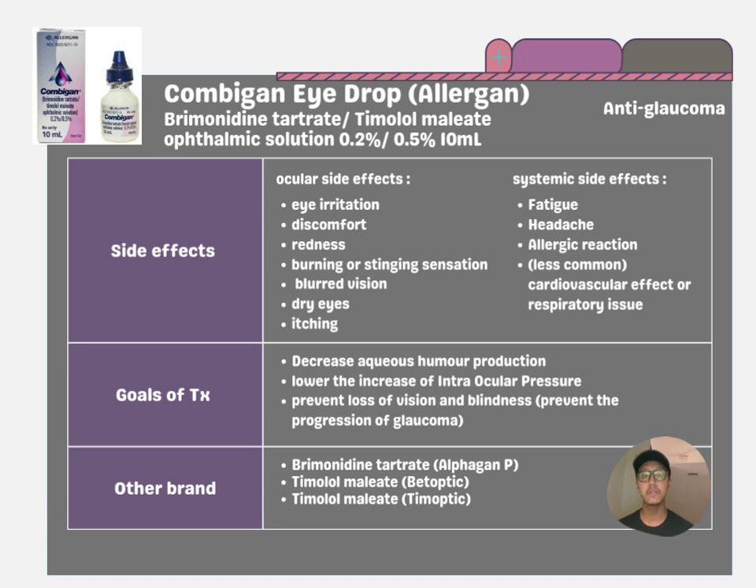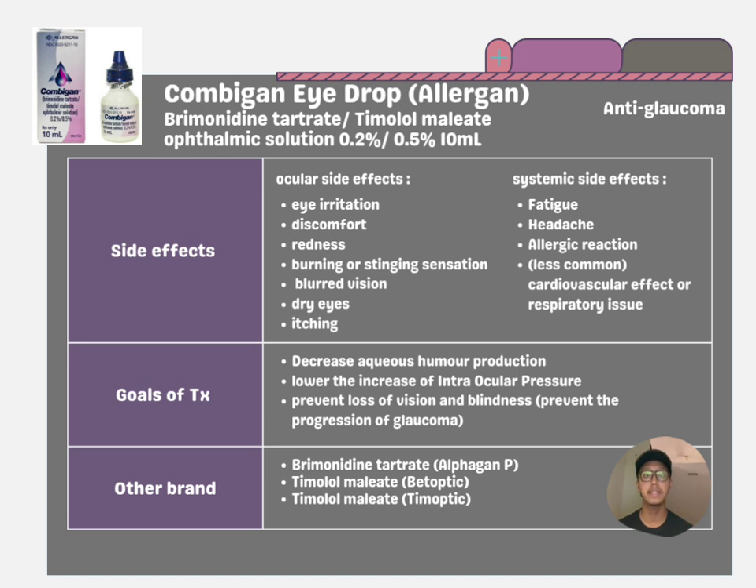Thus, the primary goals of the Combigan treatment is to lower elevated IOP in patients with open-angle glaucoma or ocular hypertension in order to prevent vision loss and blindness and to prevent or slow the progression of glaucoma. The other example brands that contain brimonidine tartrate or timolol alone include Alphagan P, which is brimonidine tartrate, Betoptic, which is betaxolol, as well as Timoptic.